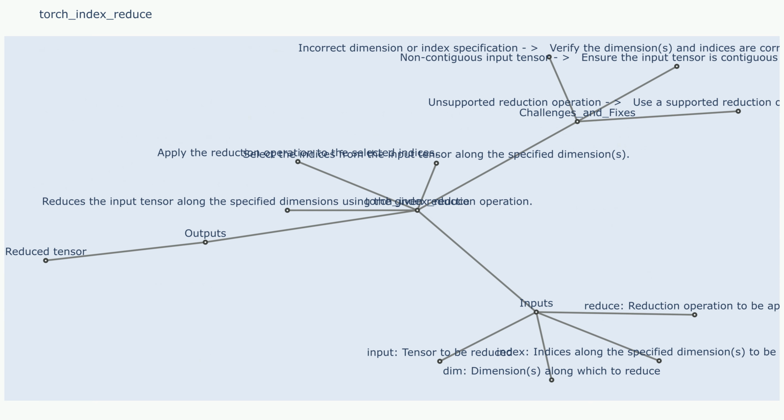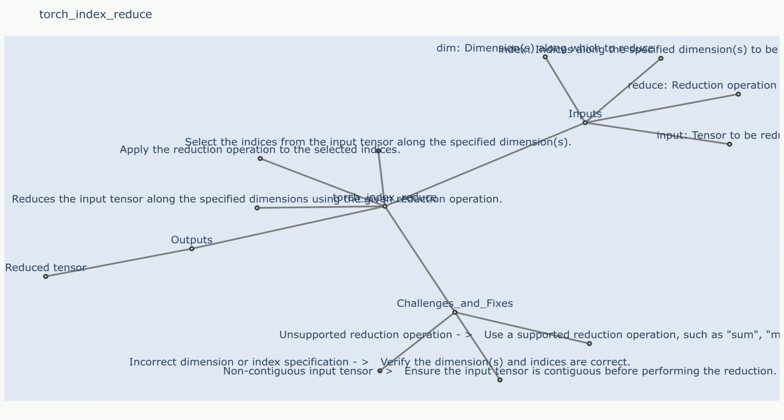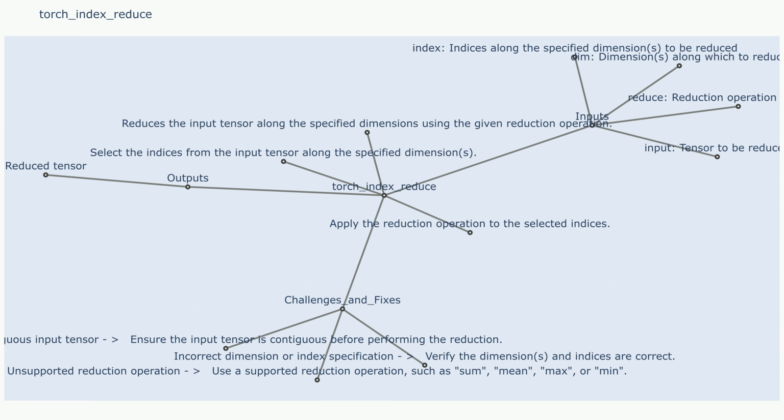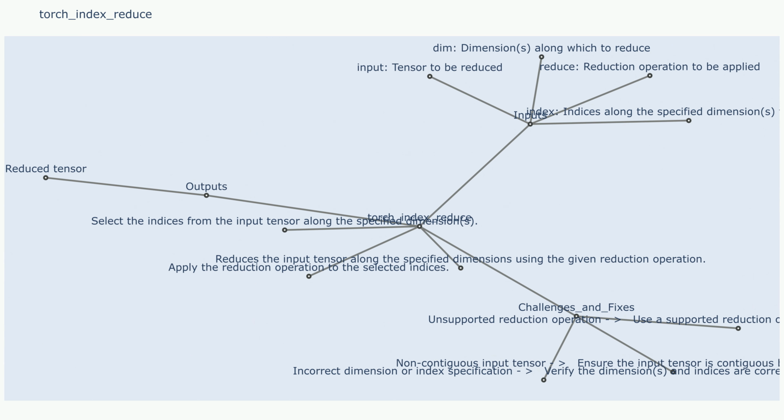If the indices provided are out of bounds, the function will raise an error. Sample use case that resulted in challenge 1: Python. Input tensor = torch.arange(12).reshape(3, 4). Indices = torch.tensor([0, 1, 2, 3, 4, 5, 6, 7, 8, 9, 10, 11]). Output = torch.index_reduce(input tensor, indices, dim=1, reduce). Fixes to challenge 1: ensure that the indices are within the bounds of the input tensor.